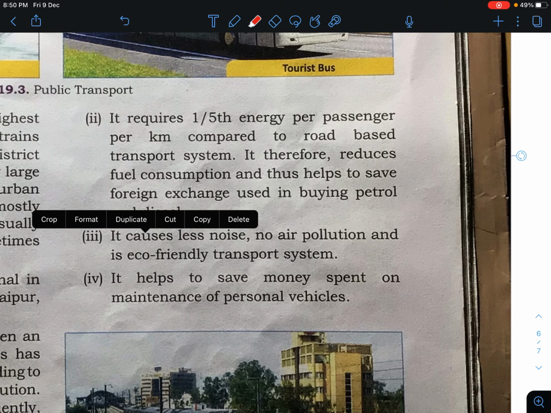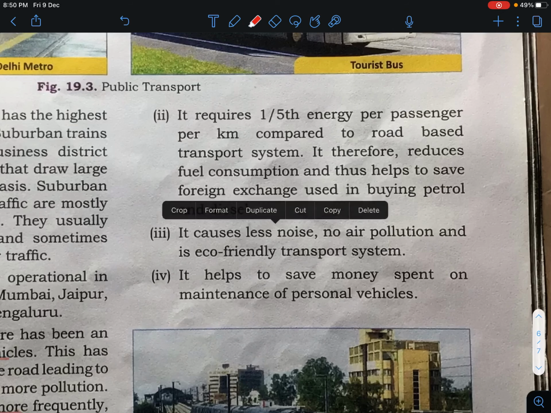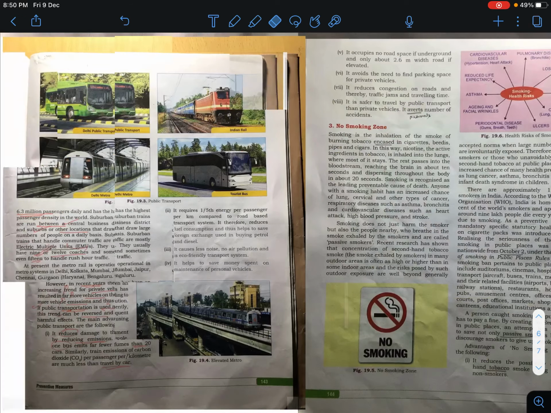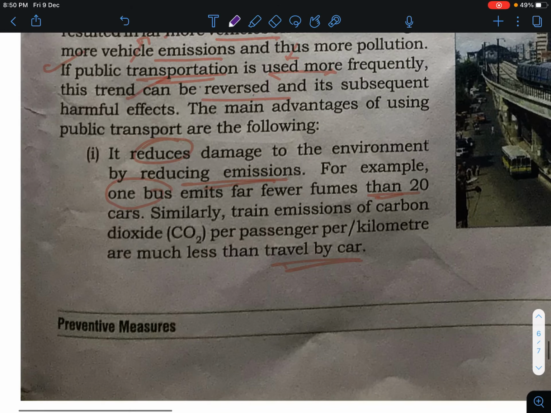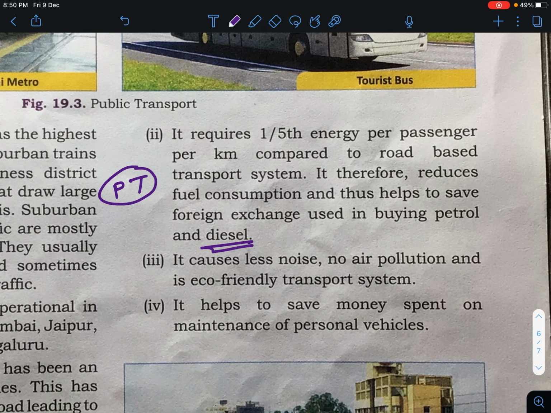It requires only one fifth of the energy per passenger per kilometer compared to road based transport systems, and it therefore reduces fuel consumption and helps to save the foreign exchange spent on buying petrol and diesel.